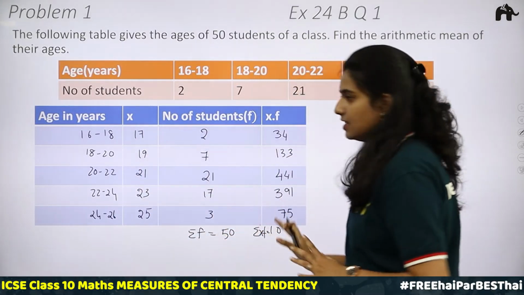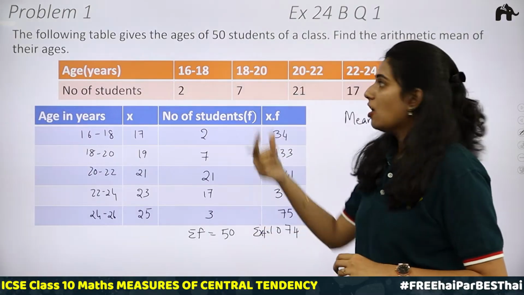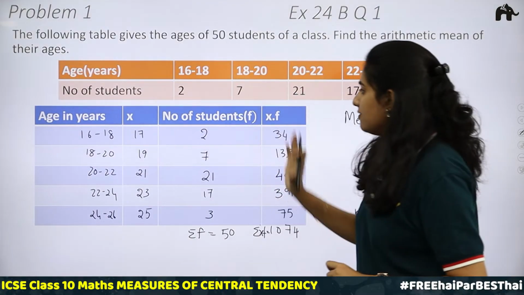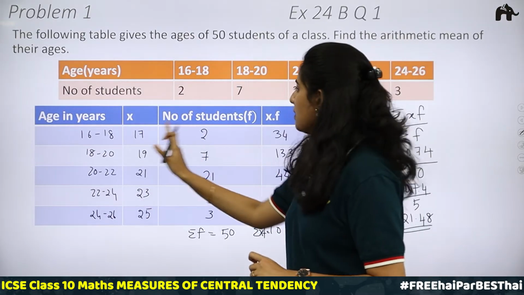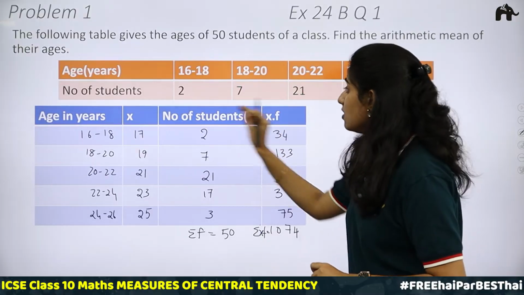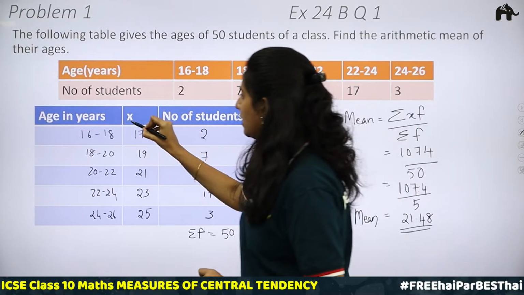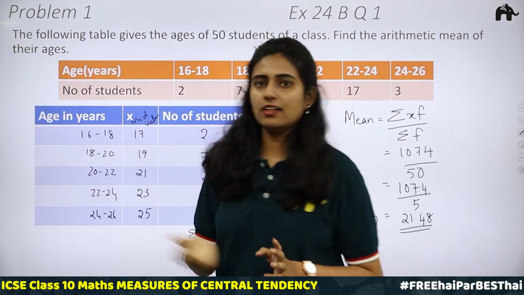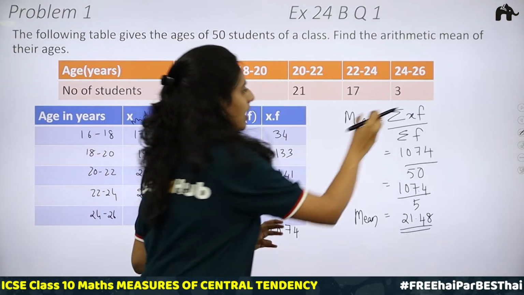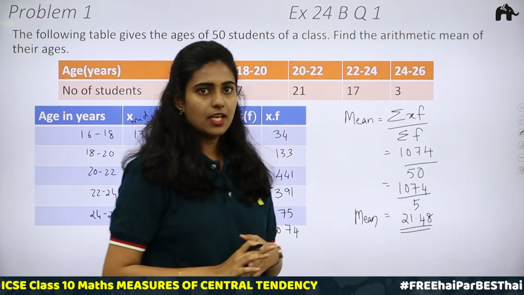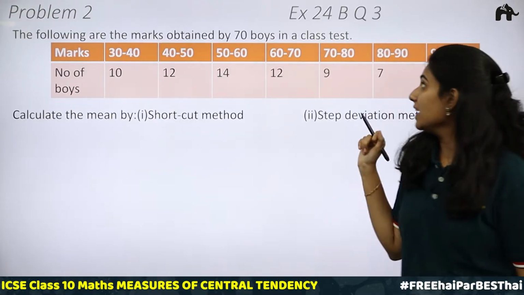In this type of question where the age group or some interval is given, we first have to find the mid value. After finding the mid value, take the frequency and multiply mid value and frequency to get xf. Here x denotes the mid value. Then, as usual, take summation xf and summation f. Find the mean. Clear? Let's move on to the second problem.